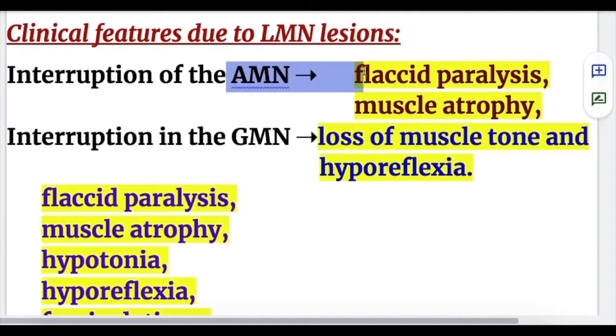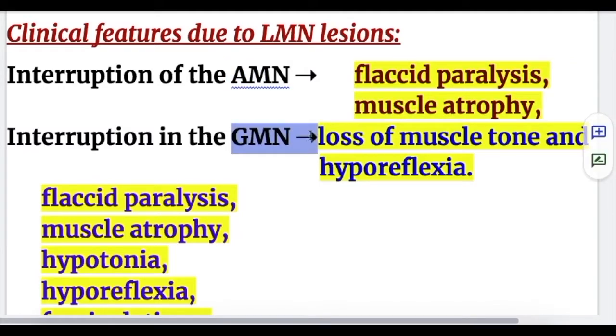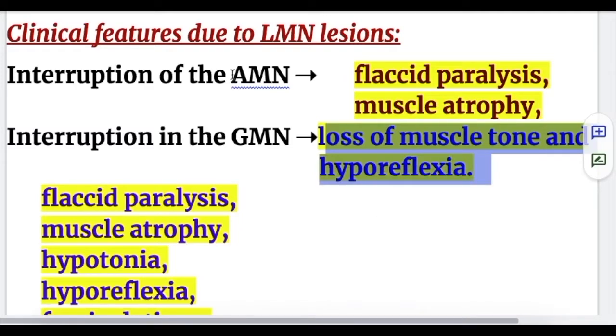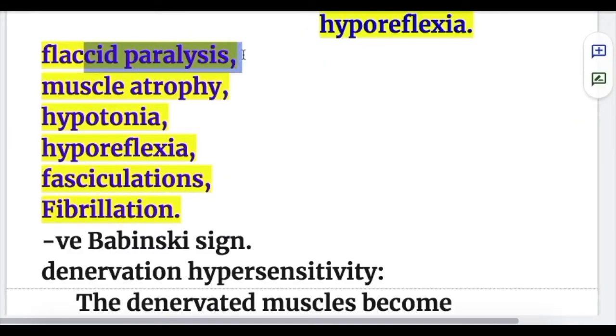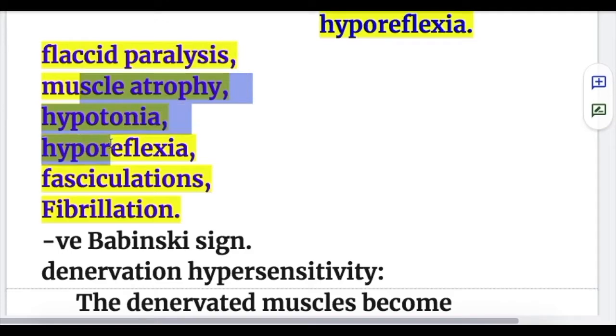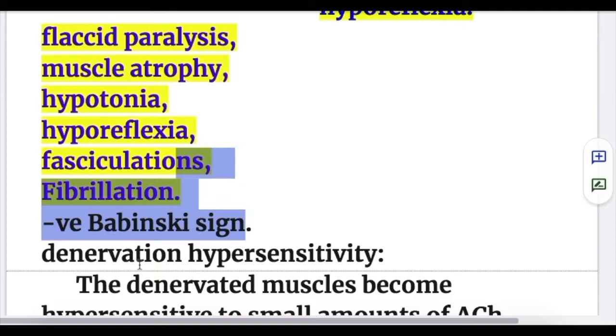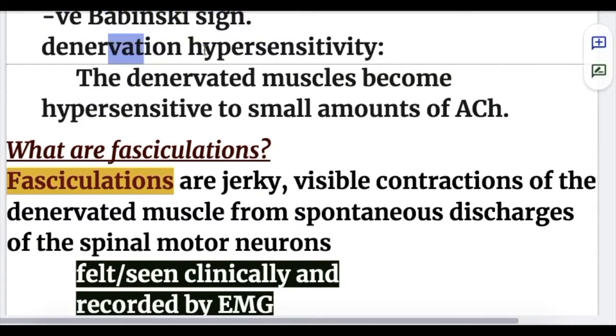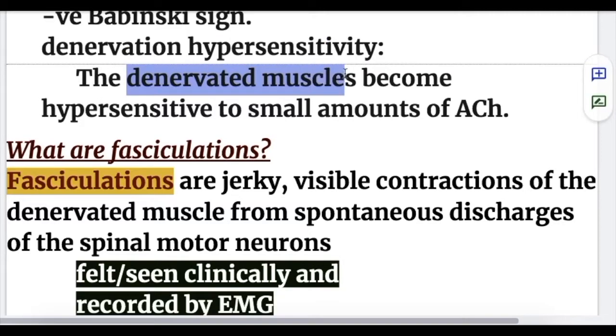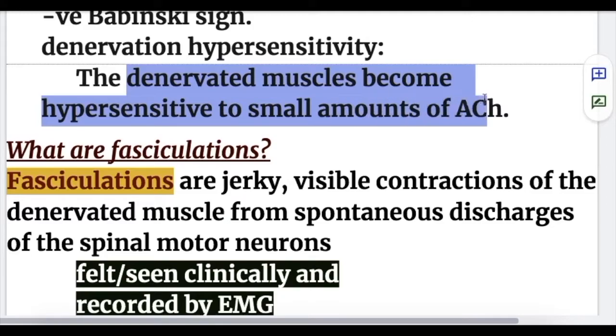Interruption of alpha motor neuron causes flaccid paralysis and muscle atrophy, and interruption of the gamma motor neuron causes loss of muscle tone and hyporeflexia. Combined effects of interruption of alpha and gamma motor neuron produce flaccid paralysis, muscle atrophy, hypotonia, hyporeflexia, fasciculations, fibrillations, and a negative Babinski sign. These are the features of lower motor neuron lesion. And also there occurs denervation hypersensitivity. What's denervation hypersensitivity? The denervated muscle becomes hypersensitive to small amounts of acetylcholine.